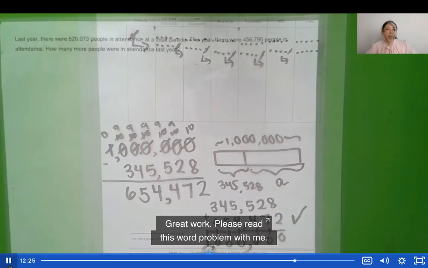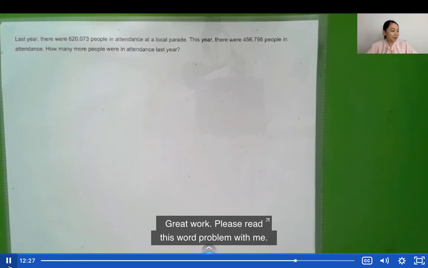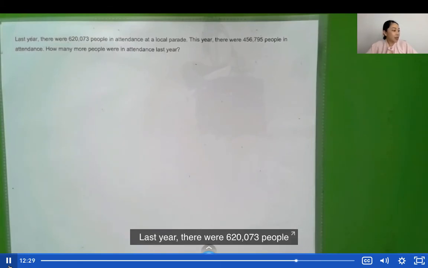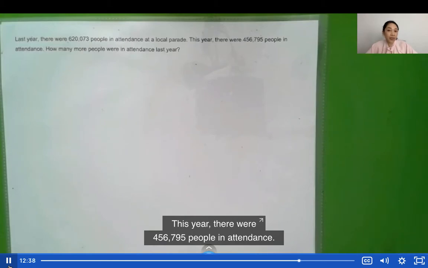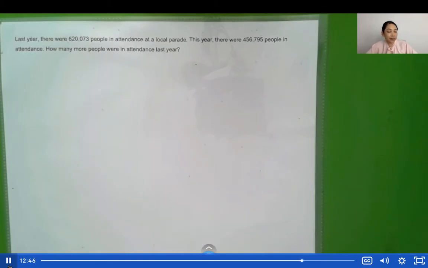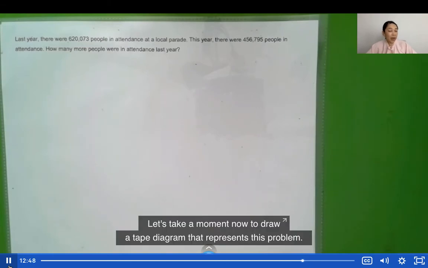Great work. Please read this word problem with me. Last year, there were 620,073 people in attendance at a local parade. This year, there were 456,795 people in attendance. How many more people were in attendance last year? Let's take a moment now to draw a tape diagram that represents this problem.